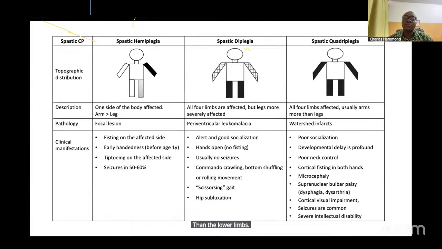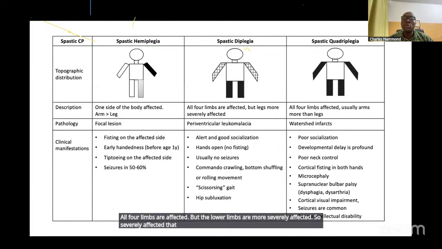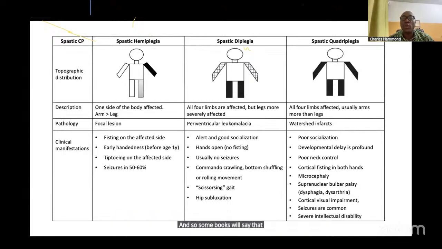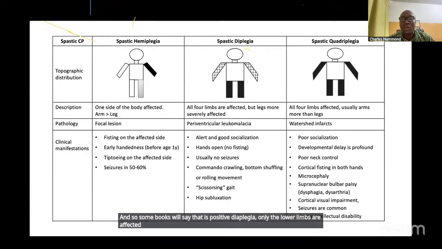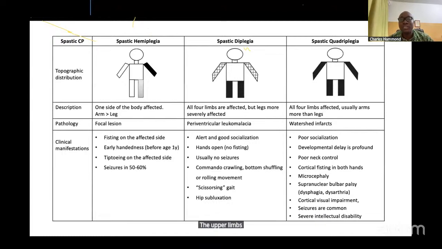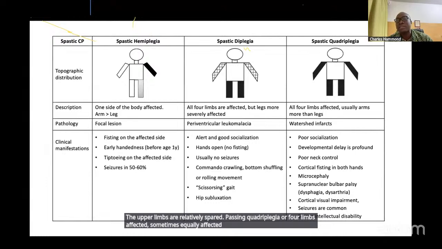Whilst in spastic diplegia, all four limbs are affected, but the lower limbs are more severely affected, so severely affected that the upper limbs look relatively spared. And so some books will say that in spastic diplegia, only the lower limbs are affected. But the truth is that all four limbs are affected, the upper limbs are relatively spared. Whilst in quadriplegia, all four limbs are affected, sometimes equally affected, but in some instances, the upper limbs again are more severely affected than the lower limbs.